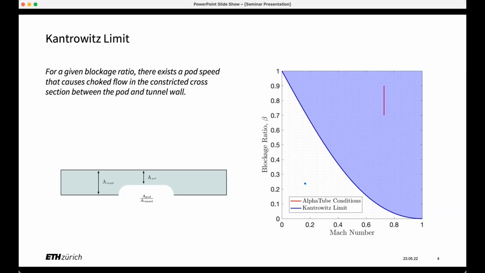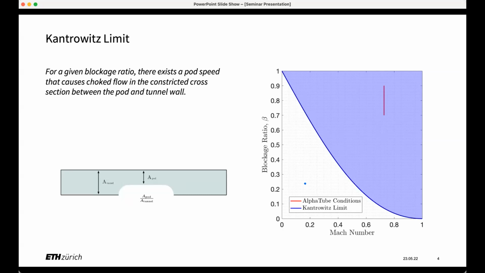So as you can see here, you've got a much larger cross-sectional area of the tunnel that is suddenly getting constricted. And as you'll see on the graph on the right, the Kantrovitz limit is, well, that's the blue line there. And what we're trying to do is operate well beyond it. So that red line there is the conditions that you would expect in Alphatube. And just for a little bit of an illustration, that little blue dot there is where conventional rail is right now.